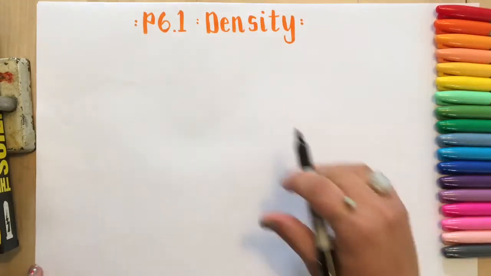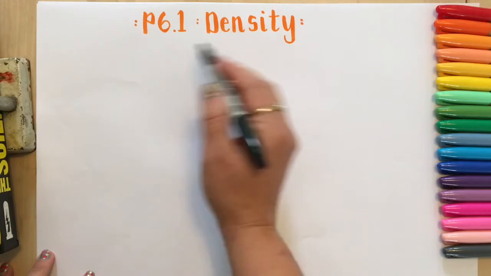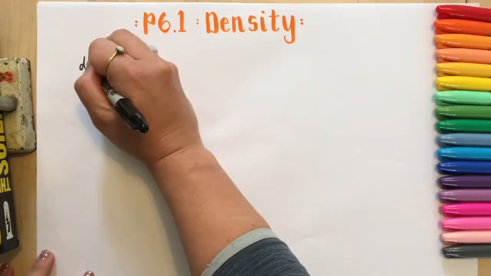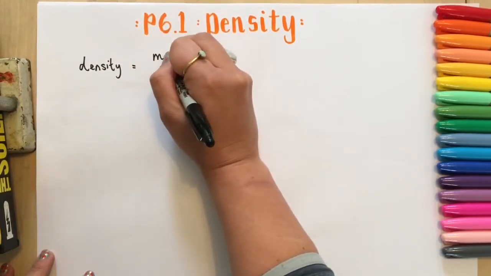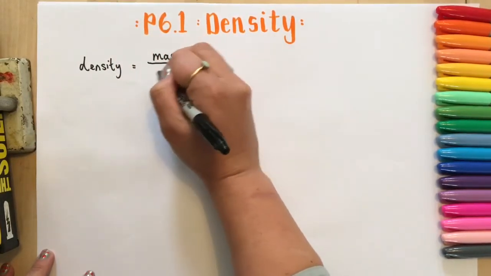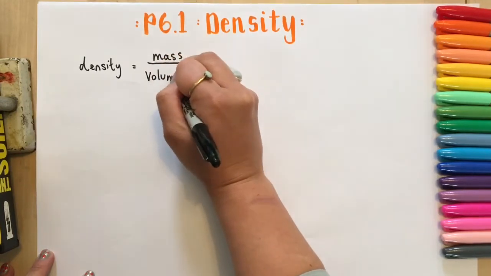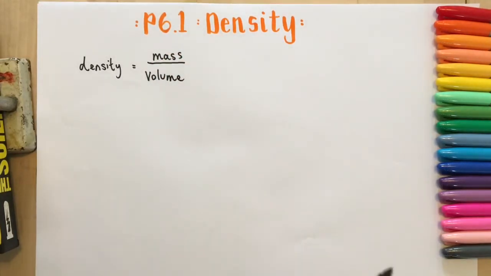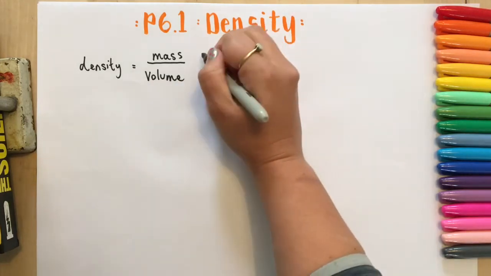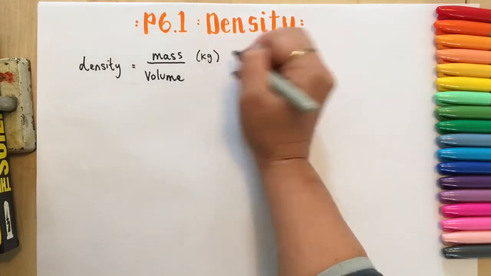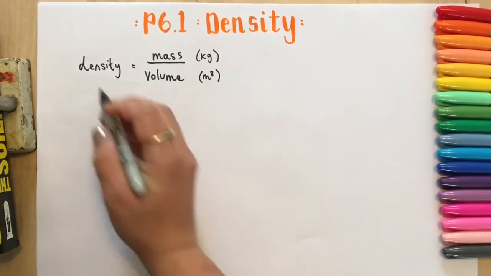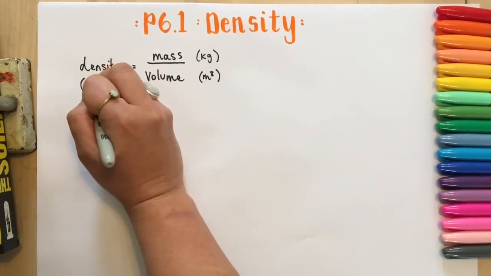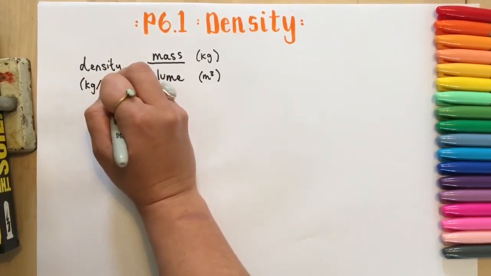So let's start off with the equation for calculating density. Density equals mass divided by volume. We measure mass in kilograms. We measure volume in meters cubed. So density is measured in kilograms per meter cubed.